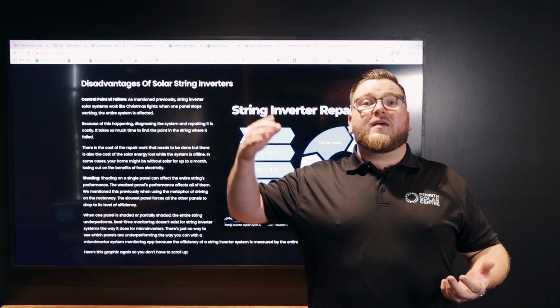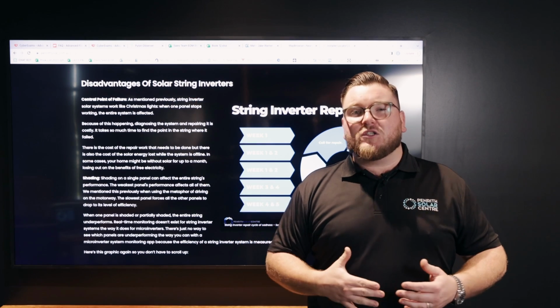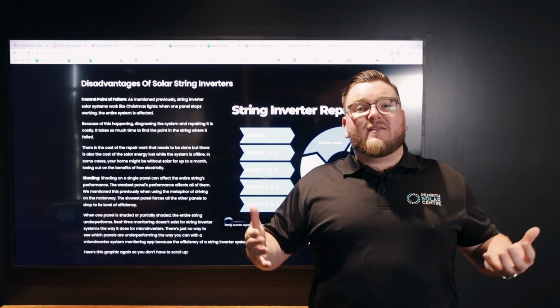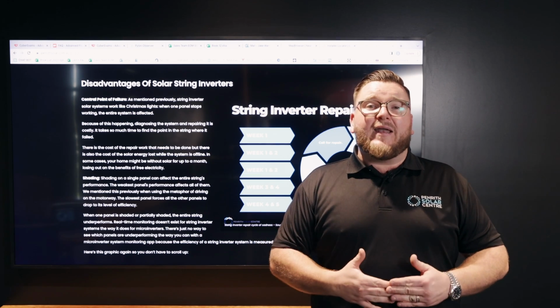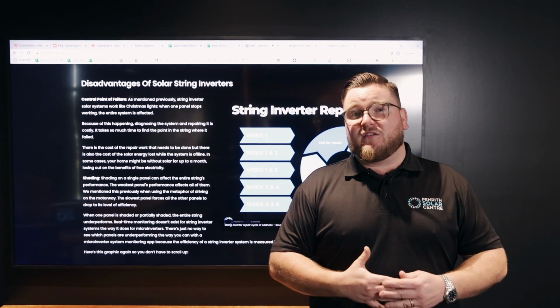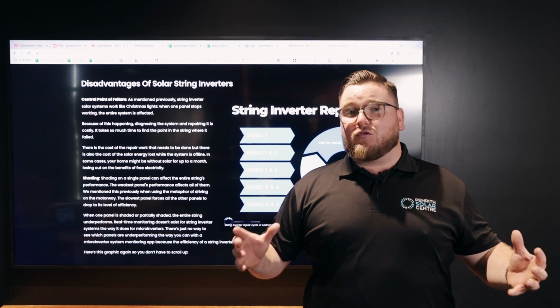The logic is the bigger the system, the bigger it's actually going to cost you out of pocket. 6 weeks is half of your bill cycle if you get billed quarterly. So think about that as one of the biggest disadvantages of all time for a central string inverter.